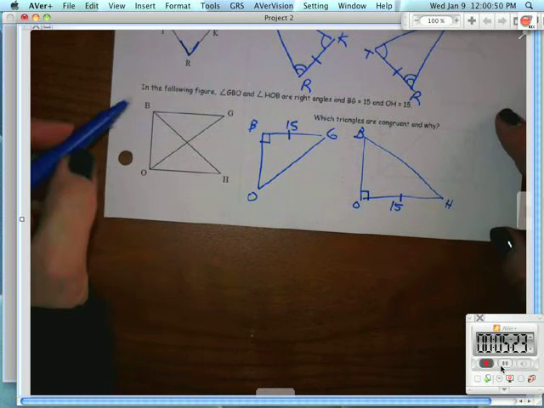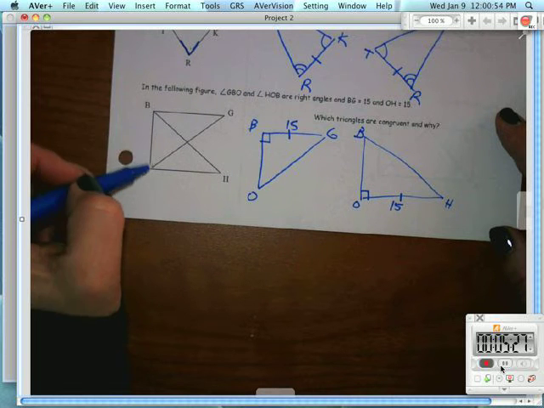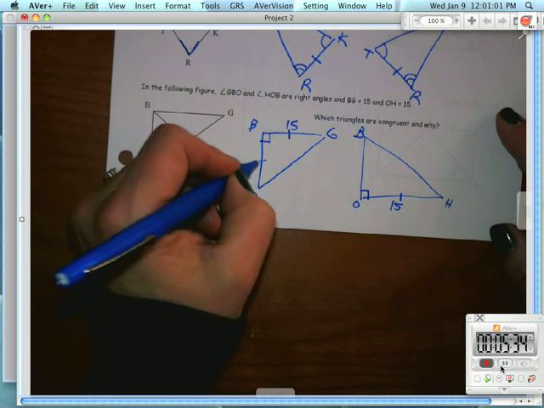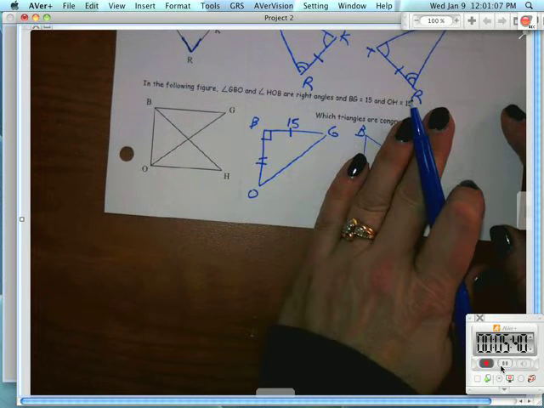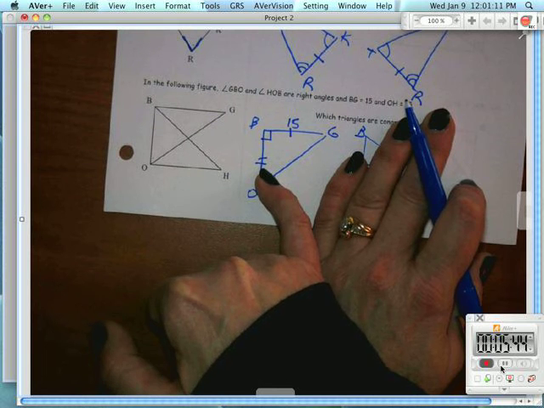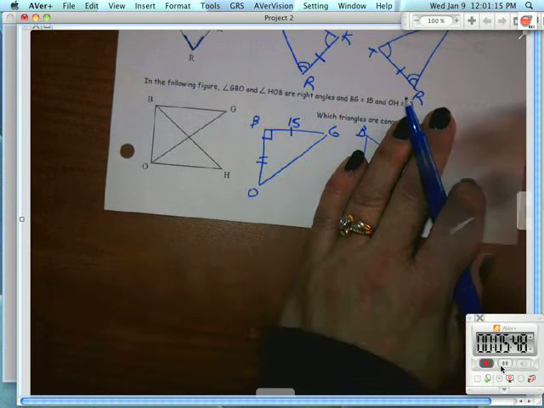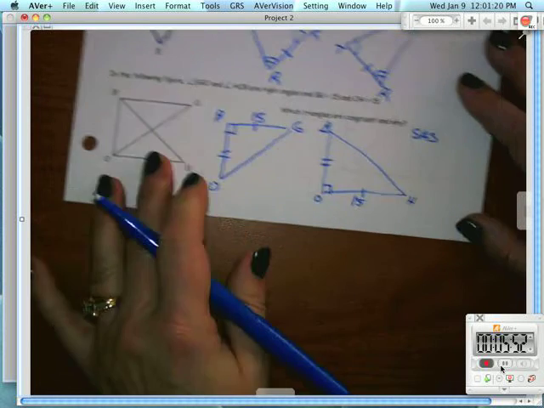And then if I look just real quick again at the picture here, I see BO and BO. It's a side that both the triangles have in common, which means BO is congruent to BO. All right, so let's look at this now. What could I use to prove that they're congruent? I could use side, angle, side. I can't use hypotenuse, leg in this one because I don't have that the hypotenuse is congruent. So, side, angle, side.